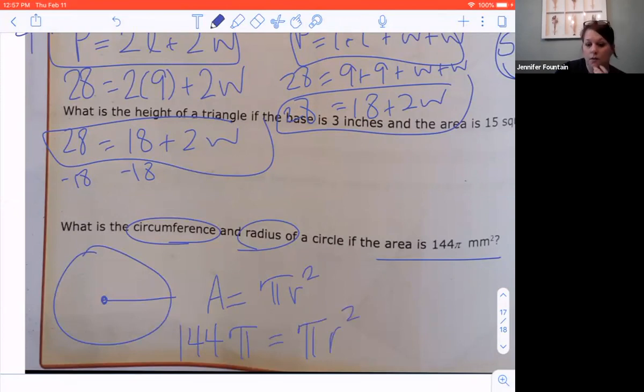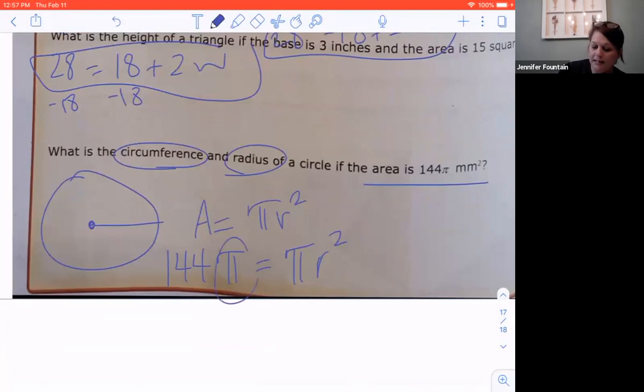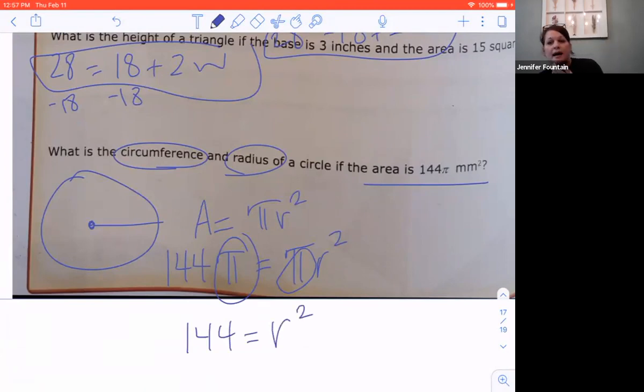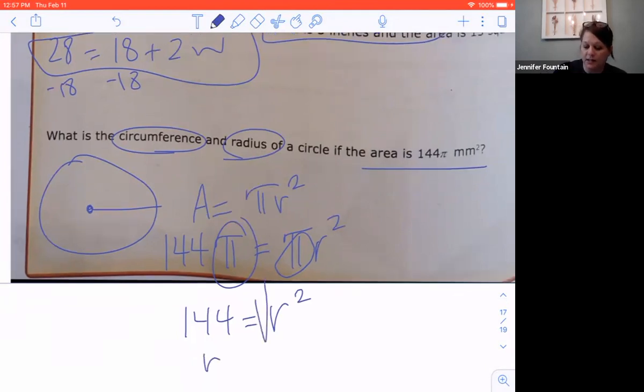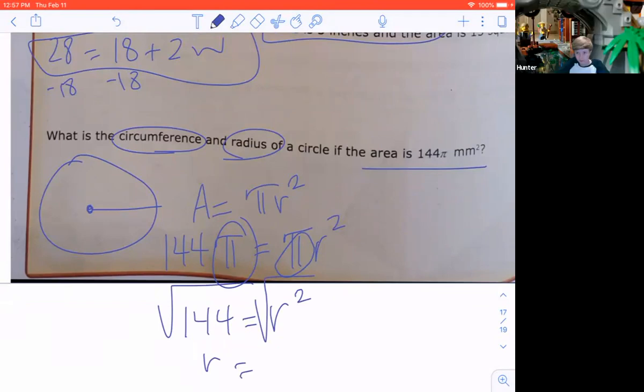So I know that my pi is staying the same on either side. So basically I have 144 is equal to r squared. So again, when I have a variable raised to the second power, the way to solve for r, to solve for a single one, is I've got to take the square root of both sides. So I have to ask myself what times itself is equal to 144. And so, good, 12.